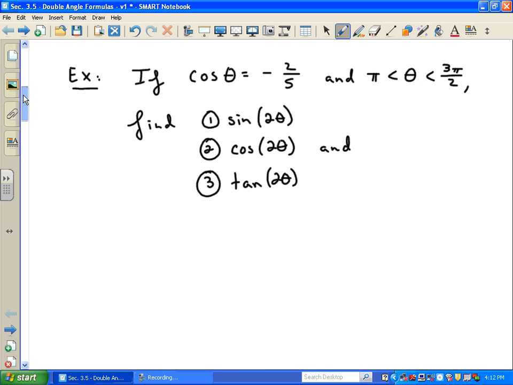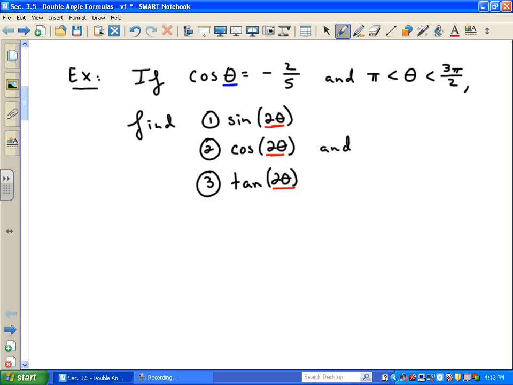Alright, I'd like to actually look at an example. Okay, this example says if cosine of theta is equal to negative 2 over 5 and theta lies between pi and 3 pi over 2, they want us to find sine, cosine, and tangent for the double angle. Now, it turns out I don't honestly care what the angle is. All I care about is they gave me information about the single angle, and now they want me to find information out for the double angle. Given what I have here, it's enough for me to figure the question out.